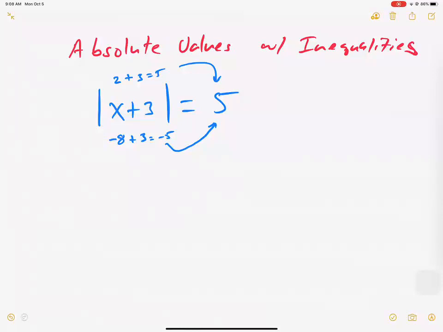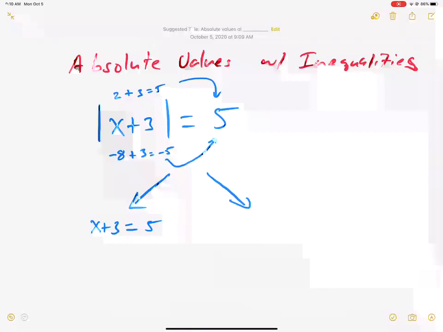And instead of trying to juggle these possibilities in our brain, we have a way of solving absolute values. We split into two different versions. One is x plus 3 equals the positive 5, and the other one is x plus 3 equals -5. So we then solve these like two separate, simpler problems.